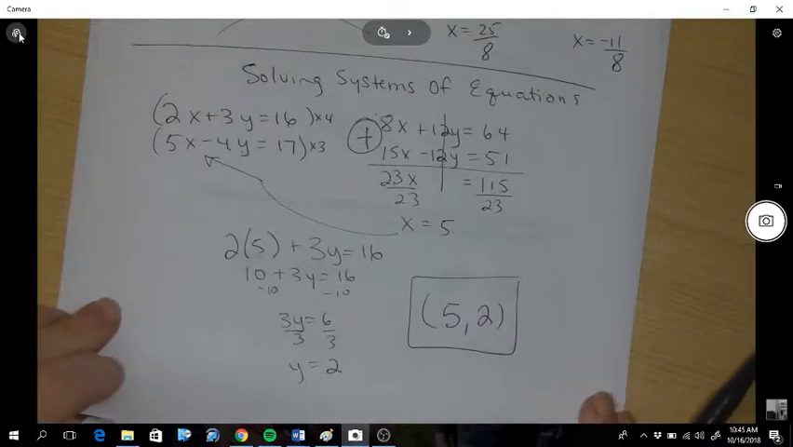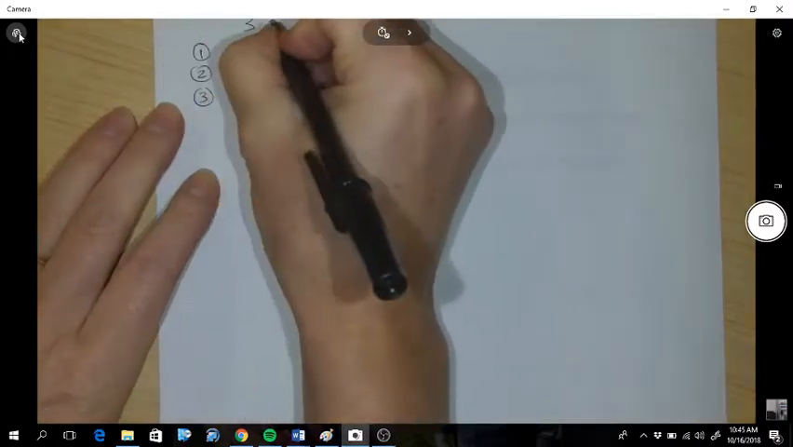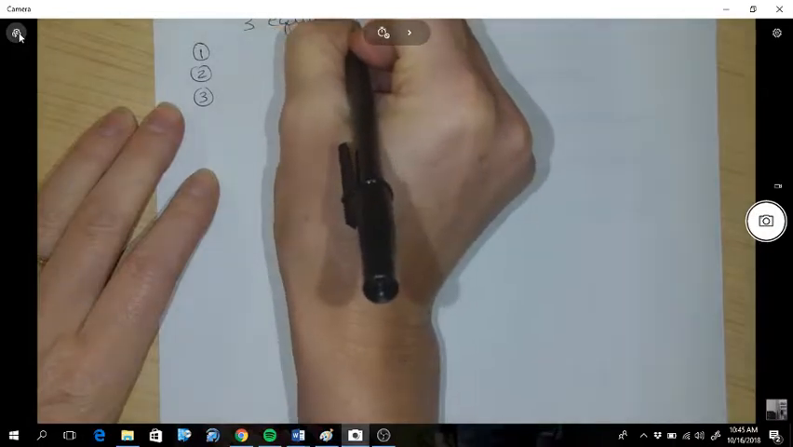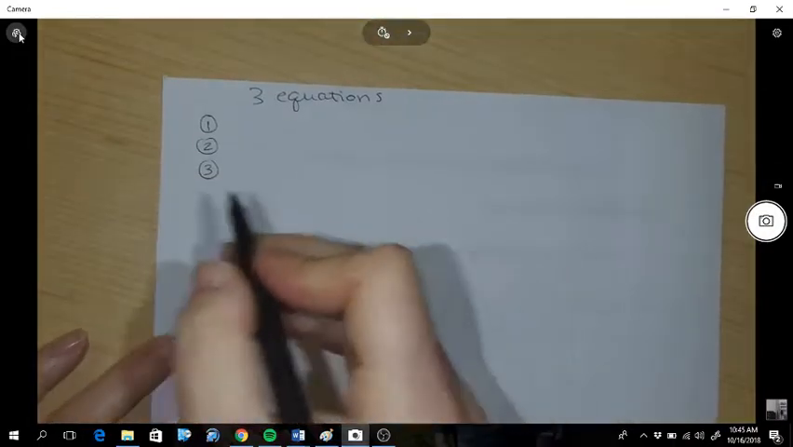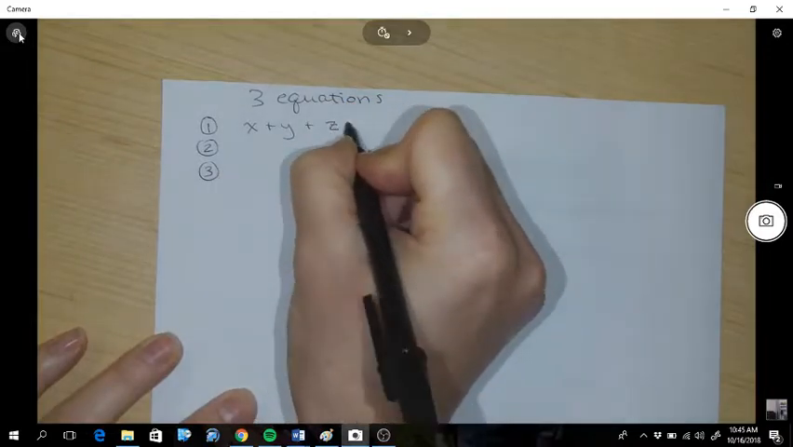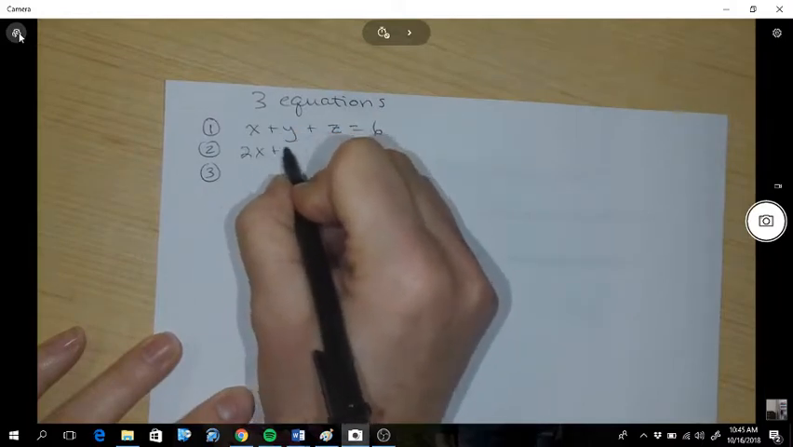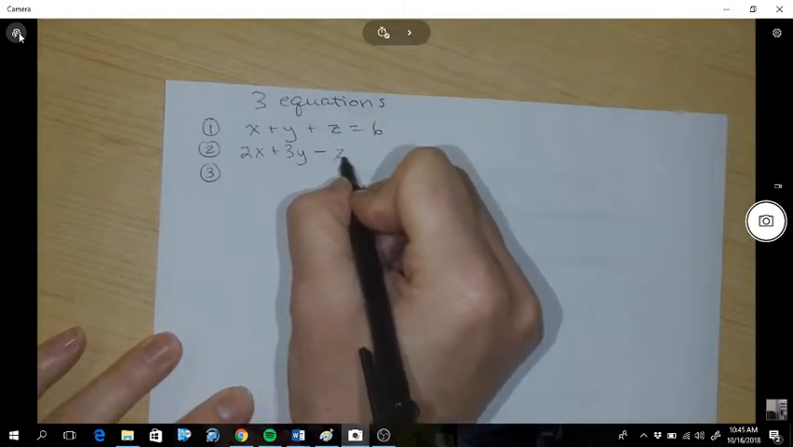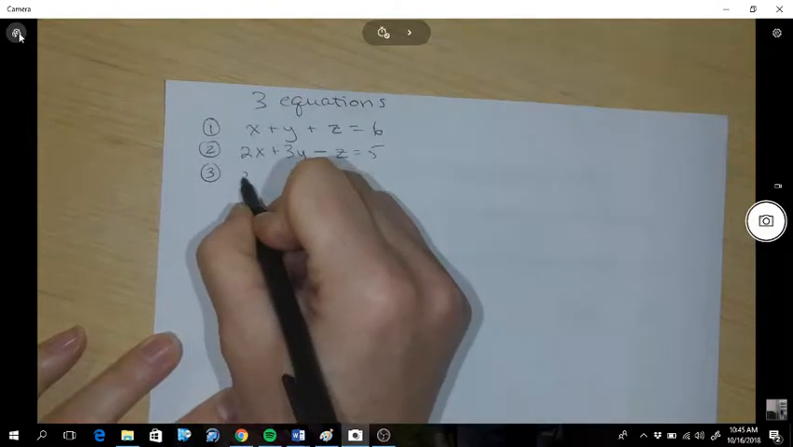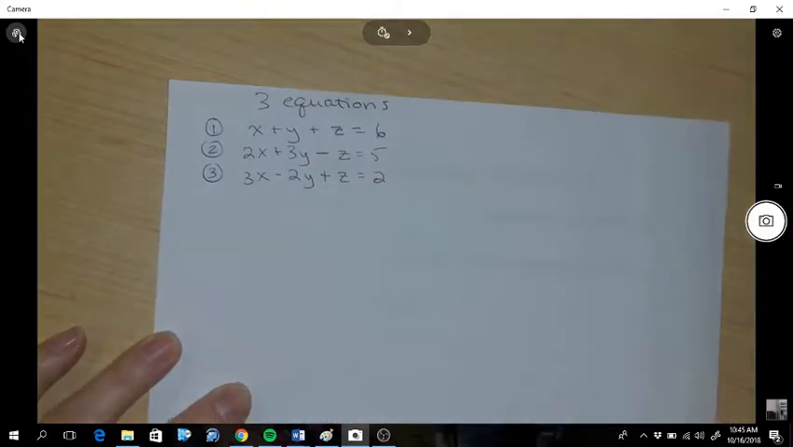Okay, so that's the elimination method, and you can also use substitution. Now, how do we do this if you have three equations? I'm going to label them. The first equation: x plus y plus z equals 6. Second: 2x plus 3y minus z equals 5. Third: 3x minus 2y plus z equals 2.